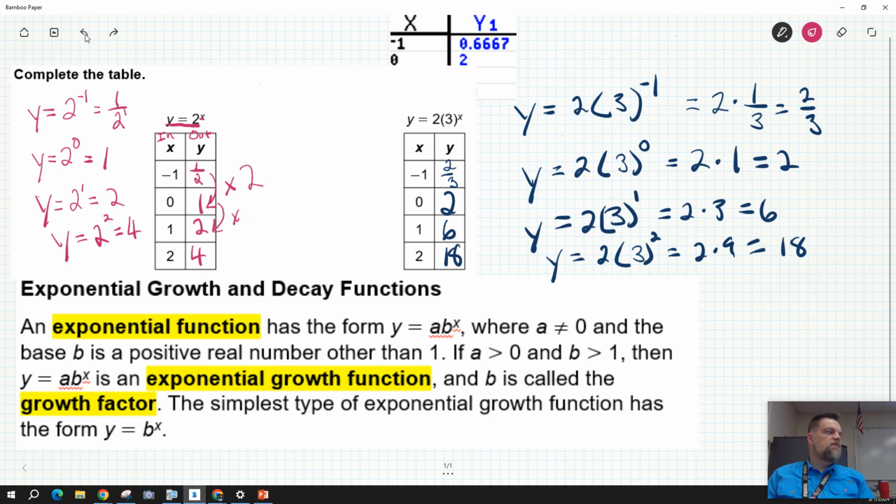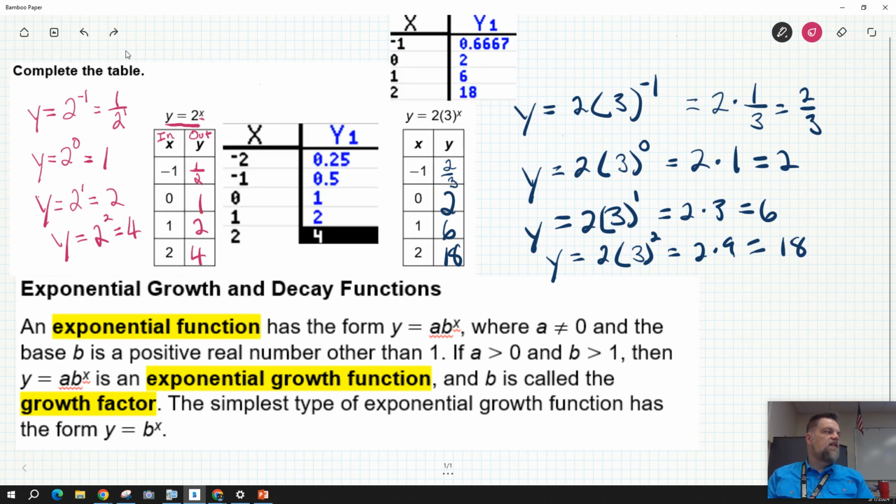2, right? Kind of lost my things here. Okay. So, to get from here to here, I'm multiplying by 2. To get from here to here, I'm multiplying by 2. What's 2 times 2? 4. So I'm multiplying by 2. By the way, that's my base.